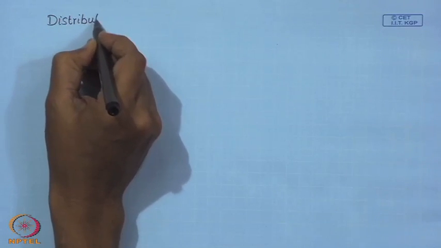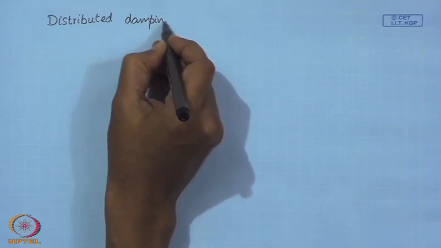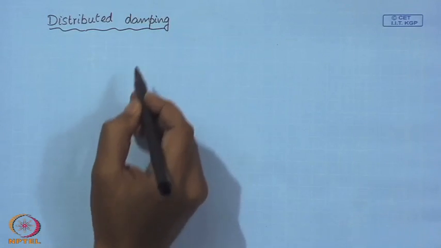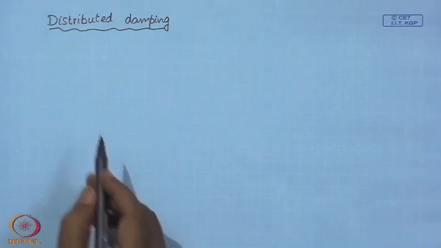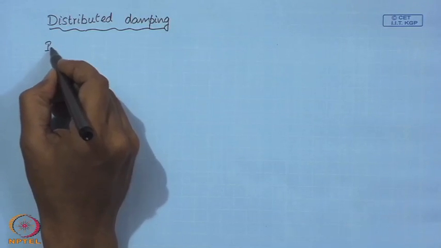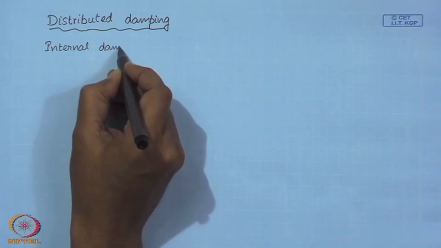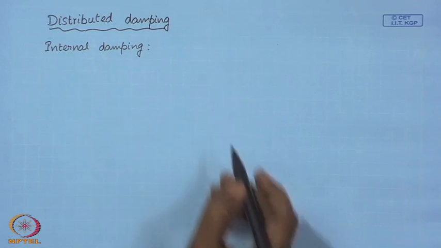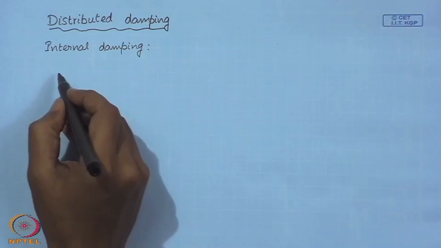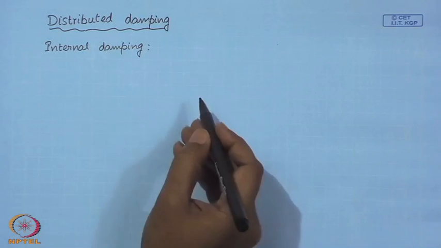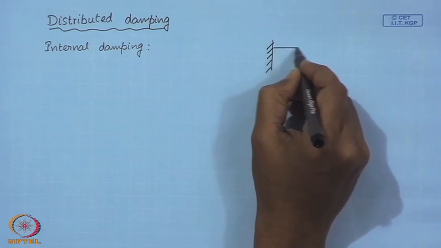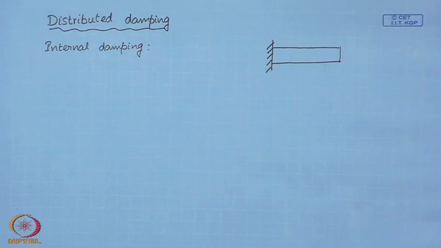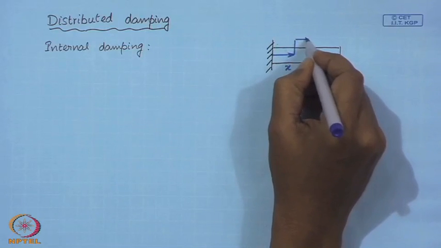So, we have these two kinds of damping. Let us begin with distributed damping. Let us try to model this internal distributed damping first. Here we are going to discuss a phenomenological model for internal damping. So, for example, in a bar in axial vibration.